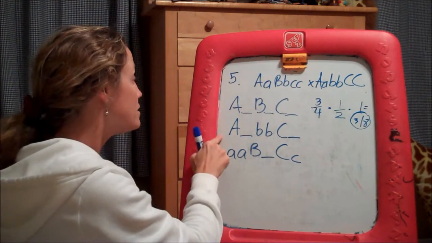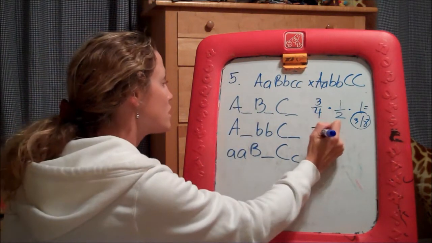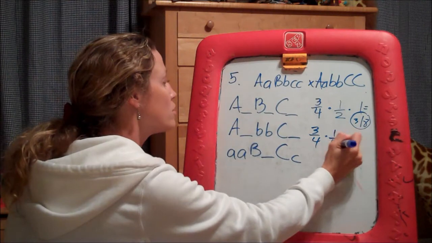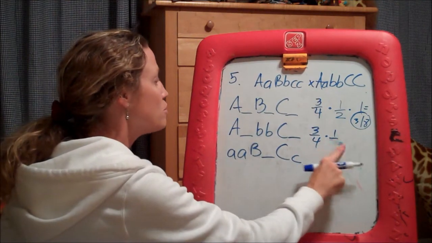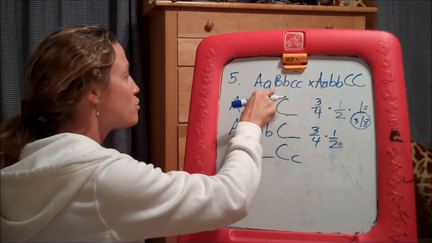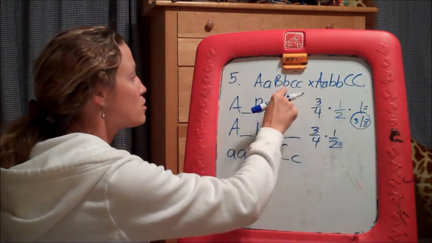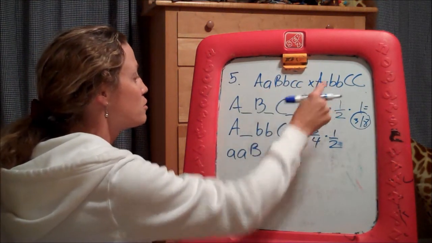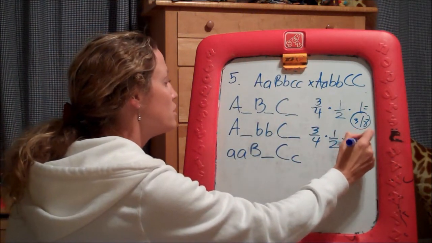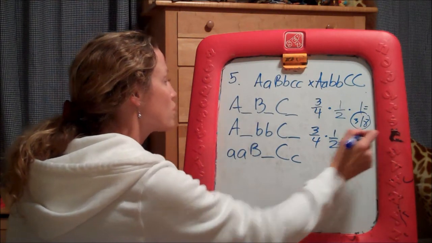This example, we've got 3/4 again for the A's. For the B's, we've got 1/4. Oh no, that's wrong. For the B's, we've got 1/2 because you have this or you have this, and these two are the same. So little b, or big B, little b. So that's 1/2 again, and this is the same, so that's going to be times 1. So this is also going to be 3/8.